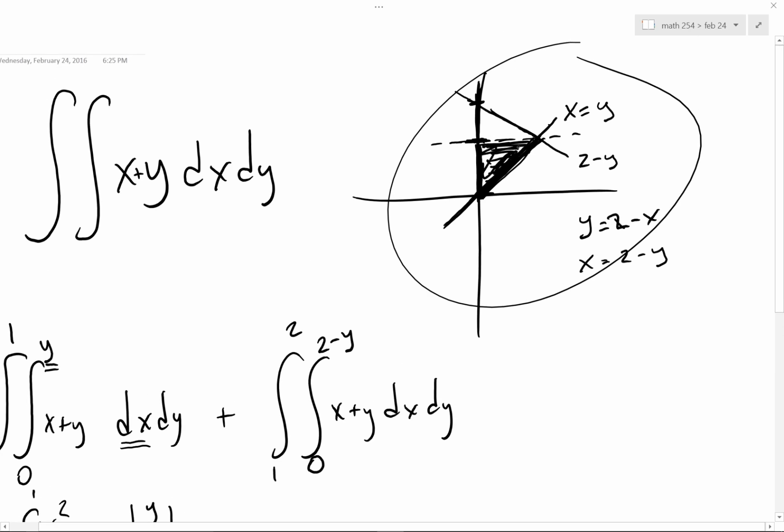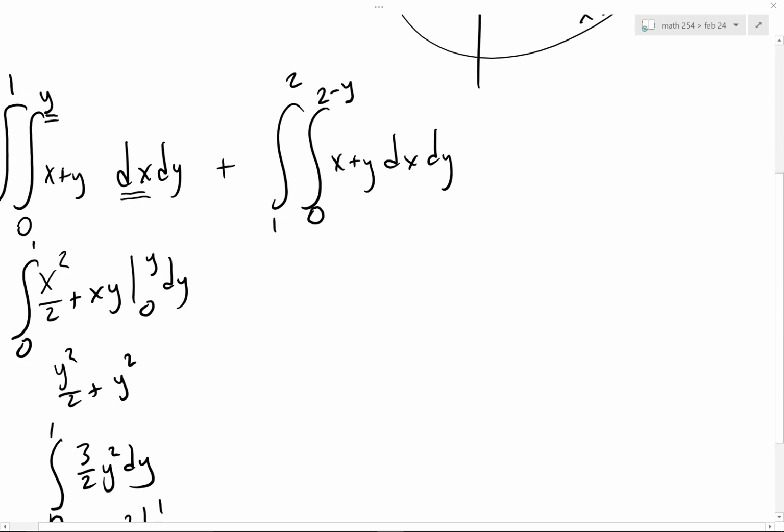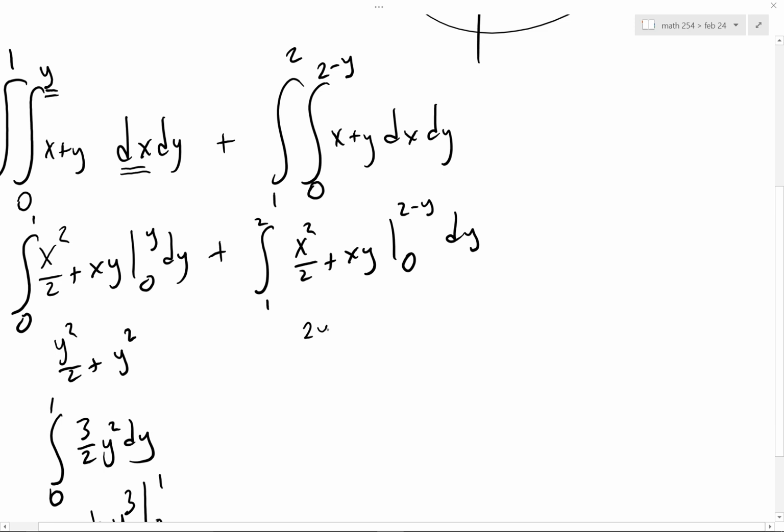There's some volume over that first bottom triangle. And then I do the second part. I have a hard time doing one thing at a time, much less two. So we'll just do them one at a time. So x squared over 2 plus xy from 0 to 2 minus y dy. Now we're just going to substitute that in. So you're going to get 2 minus y, 2 minus y squared over 2 plus 2 minus y times y. Right? Right.